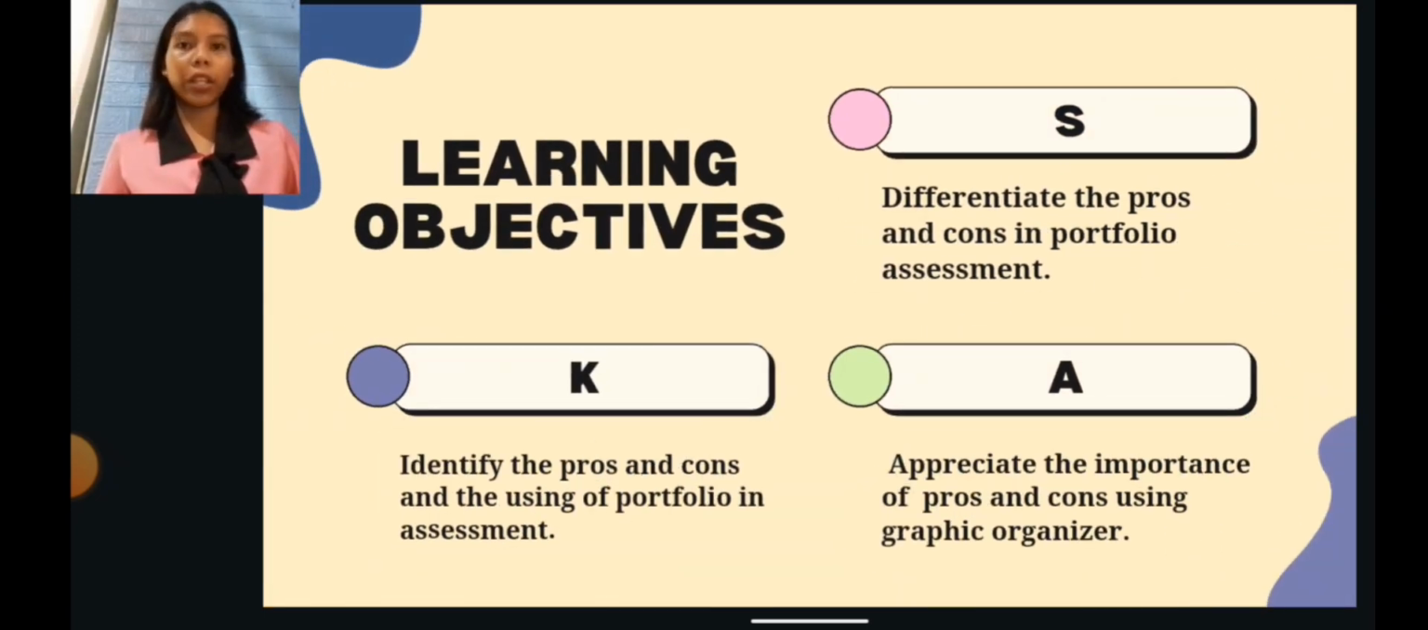So our learning objectives for today's topic is K for identify the pros and cons and the using of portfolio and assessment. S for differentiate the pros and cons in portfolio assessment. And A for appreciate the importance of pros and cons using a graphic organizer.